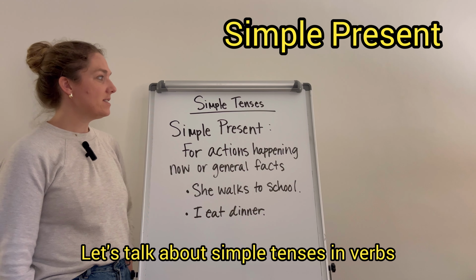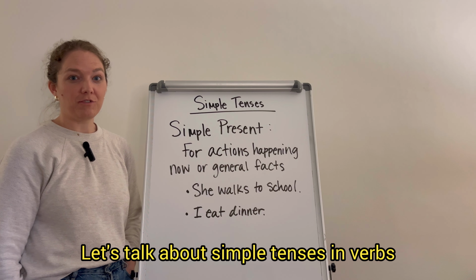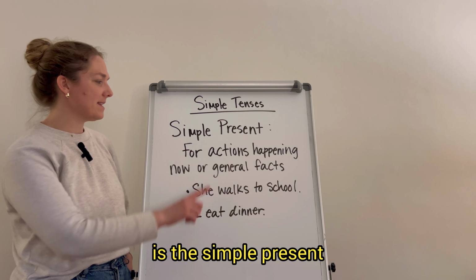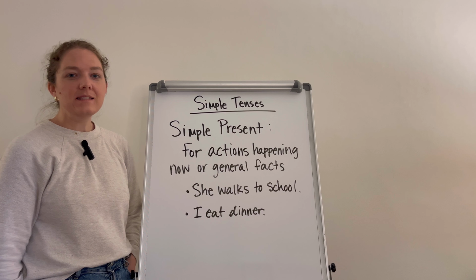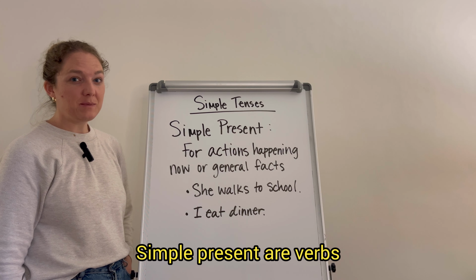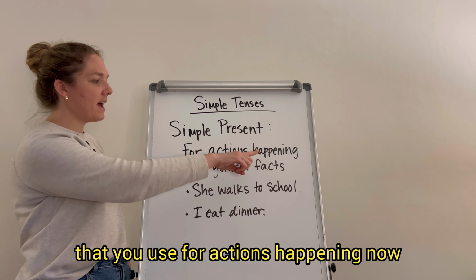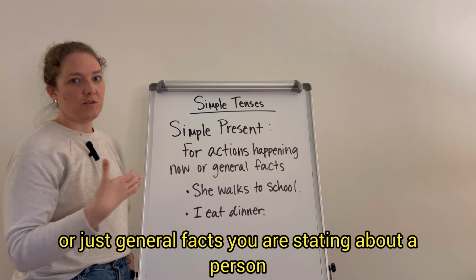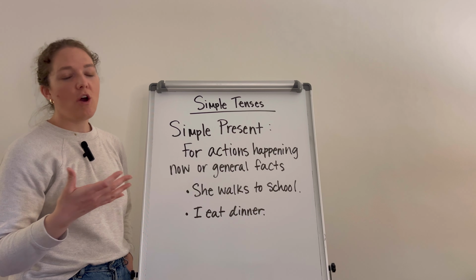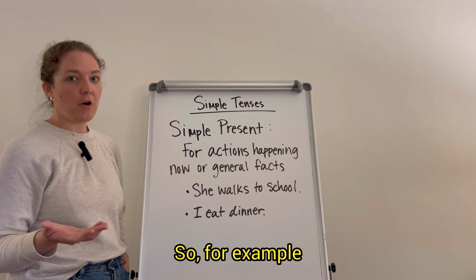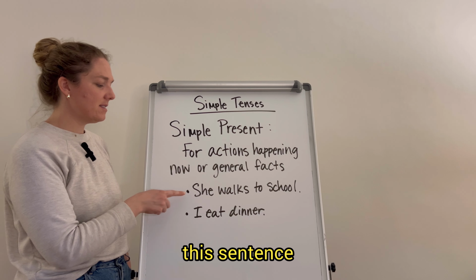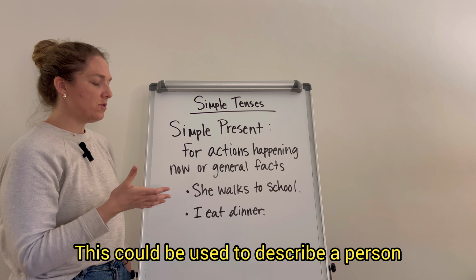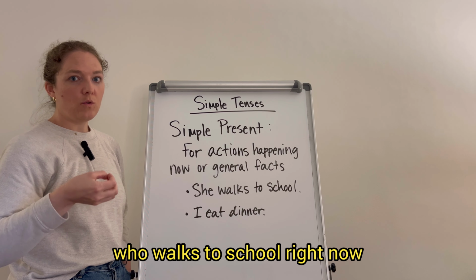Let's talk about simple tenses in verbs. The first verb tense we will talk about is the simple present. Simple present are verbs that you use for actions happening now or just general facts you are stating about a person or a situation. So, for example, this sentence: she walks to school. This could be used to describe a person who walks to school.